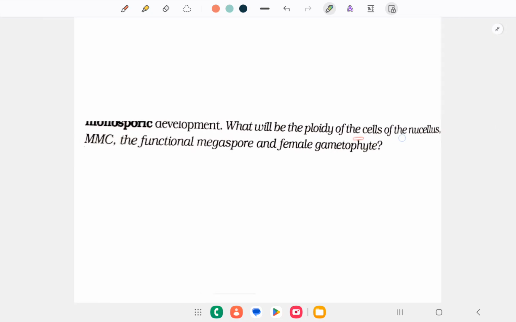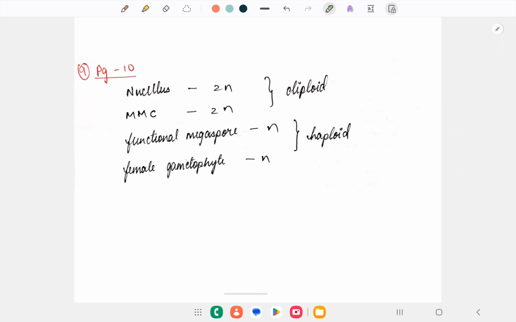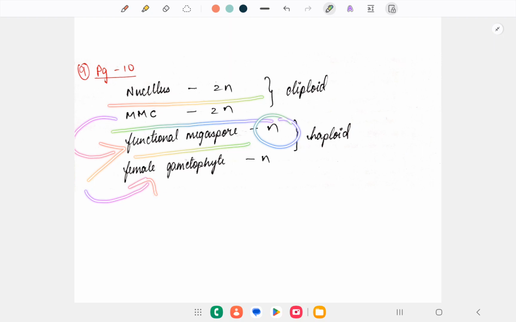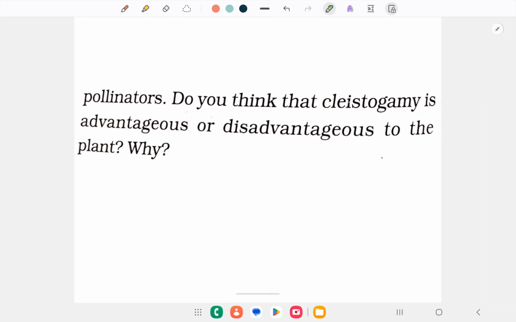What will be the ploidy of cells of the nucellus, MMC, the functional megaspore and female gametophyte? When we speak of the ploidy, we can say that the nucellus is 2n and the MMC is 2n. When meiosis occurs, we get a functional megaspore, that is n, and a female gametophyte will obviously be n. Next question on page number 12.